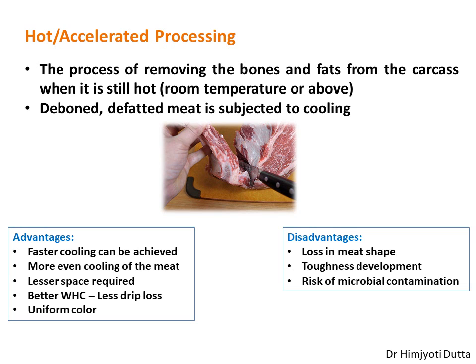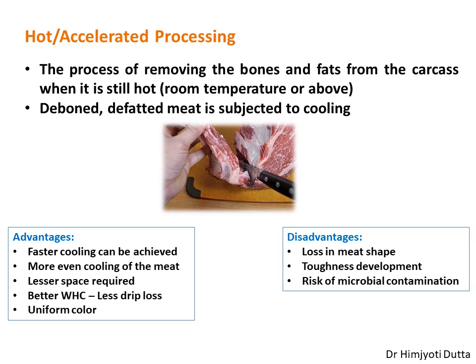The hot deboned meat has a better water hydration capacity. That is, it can absorb and retain more water than normally cooled meat with bones. And due to uniform cooling, the chunks of meat attained after this hot or accelerated processing attain more uniform color. So the color is also better in case of hot or accelerated processed meat.